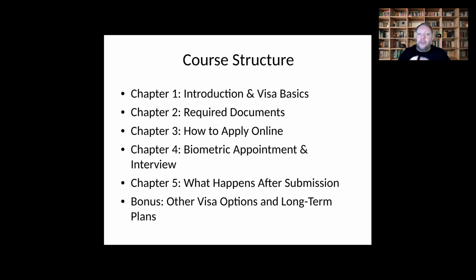The course is divided into clear sections. Section 1, understanding the UK visitor visa, what it is and who it is for. Section 2, documents you need, required and optional. Section 3, how to apply online step by step. Section 4, biometric appointments and possible interview if needed. Section 5, what happens when you arrive in the UK. Section 6, if your visa is refused, how to fix it. Section 7, tips for traveling, booking, and future UK visas. Step-by-step guides for each section.